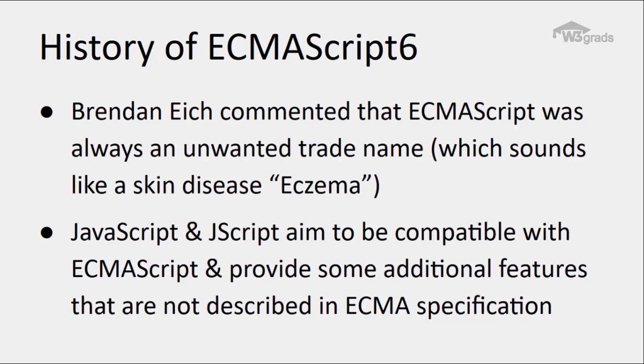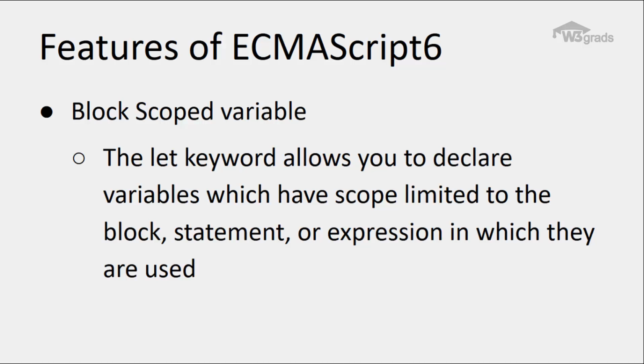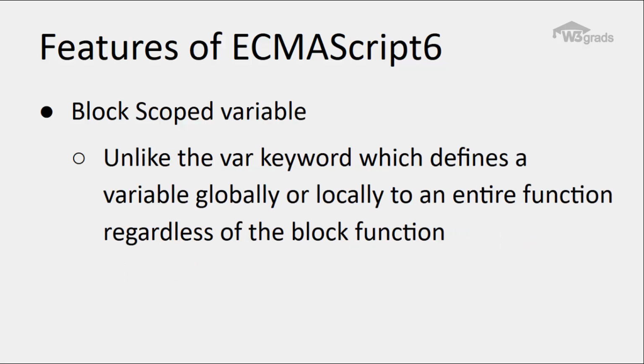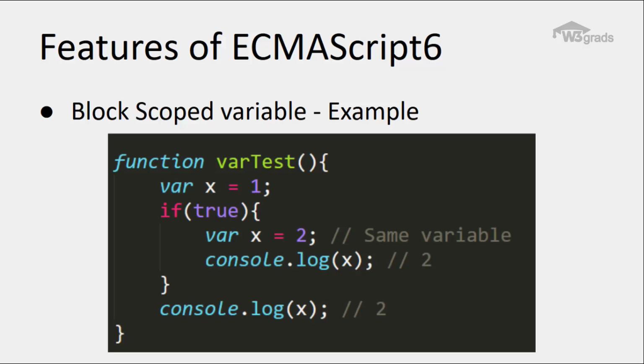Now, since we have looked at the history of ECMAScript 6, let's proceed further to look at some of the important features of ES6. The first one is the block scoped variable. The let keyword allows you to declare variables which have the scope limited to the block, statement or expression in which they are used, unlike the var keyword, which defines a variable globally or locally to an entire function, regardless of the block scope. The example shown here demonstrates the use of the let keyword and var keyword.